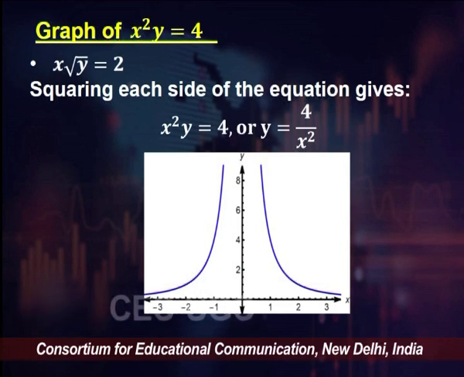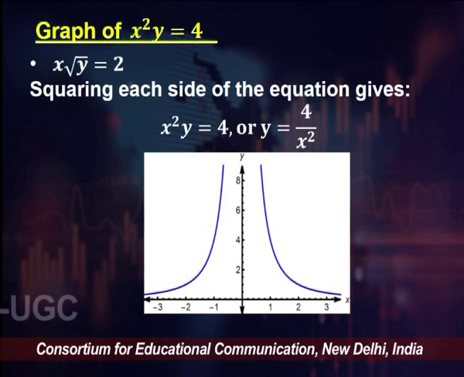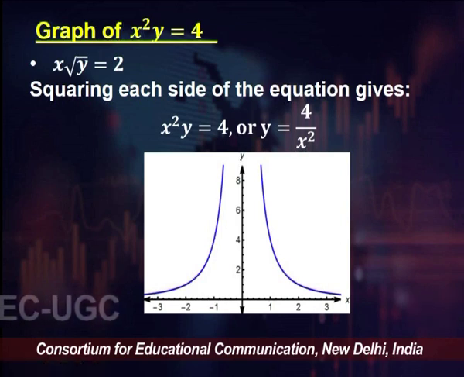As I said, it lies in the first quadrant, and if you look at the graph of x squared y equal to 4, which is what you get when you square both sides of x root y equal to 2, that is a graph which looks like what you have in the picture here, where the graph you had for x times root y equal to 2 is now also getting mirrored on the other side of the y-axis. So you have these two parts to the graph.